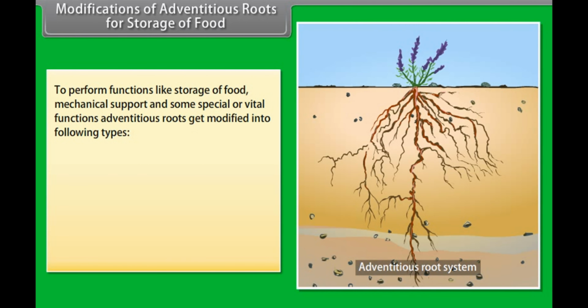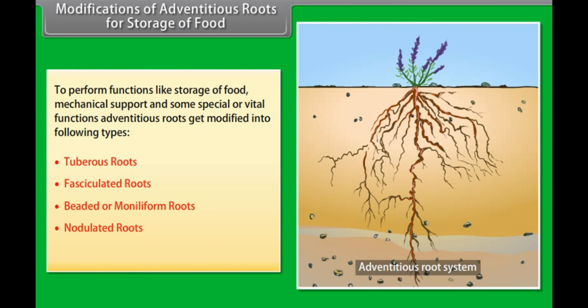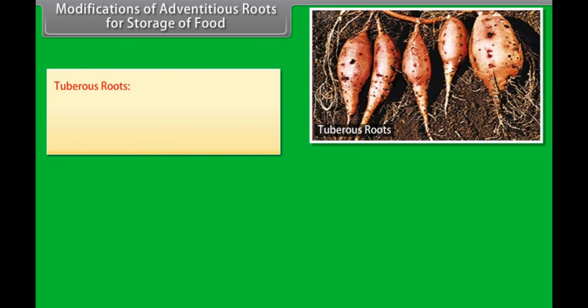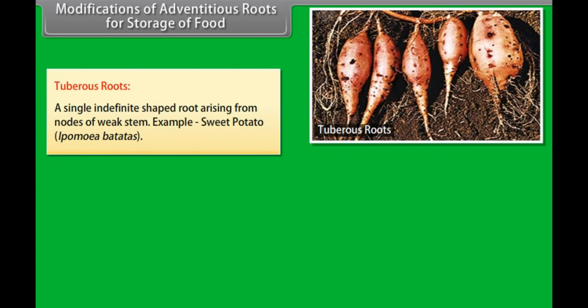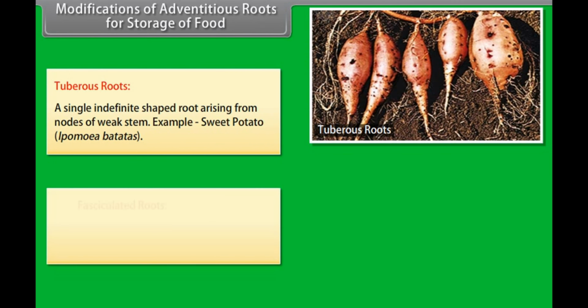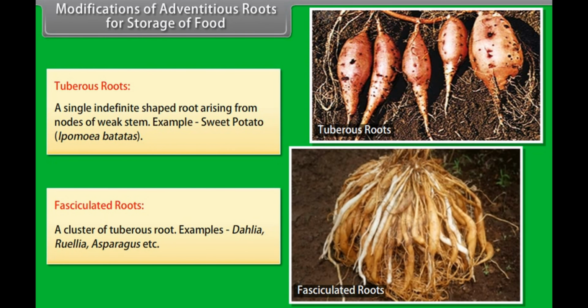To perform functions like storage of food, mechanical support, and some special or vital functions, adventitious roots get modified into the following types: tuberous roots, fasciculated roots, beaded or moniliform roots, nodulated roots, annellated roots. Tuberous roots: a single indefinite-shaped root arising from nodes of weak stem. Example: sweet potato. Fasciculated roots: a cluster of tuberous roots. Examples: dahlia, Ruellia, asparagus, etc.